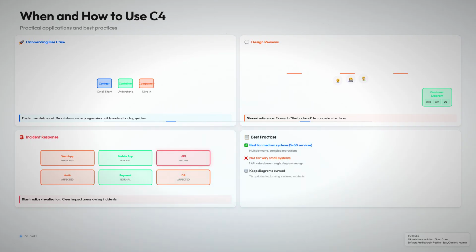But avoid C4 for very small systems. A single diagram suffices. And keep diagrams updated. Outdated C4 is worse than none. Tie updates to existing processes like quarterly planning or design reviews.